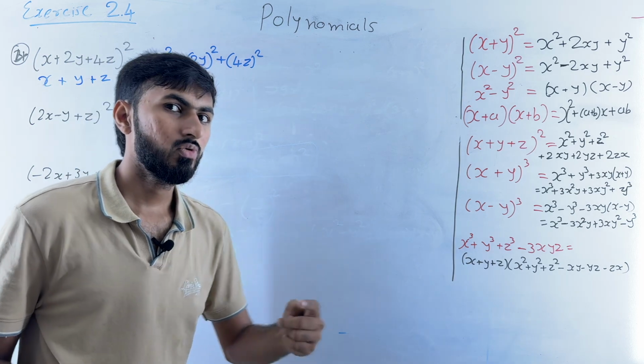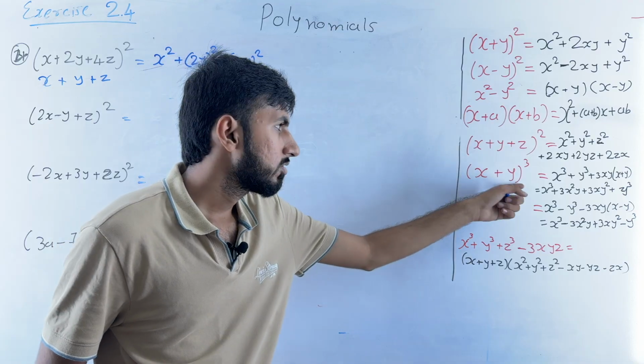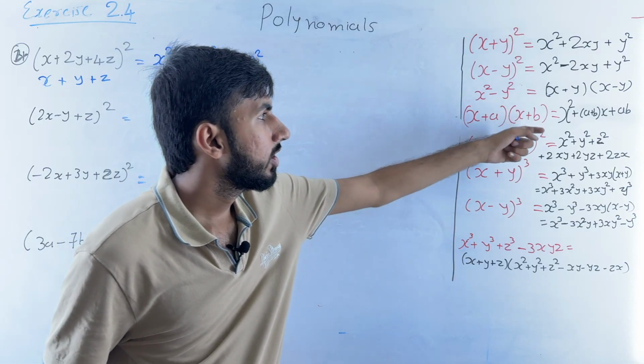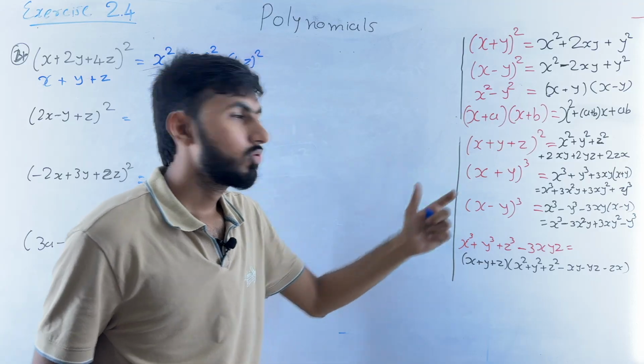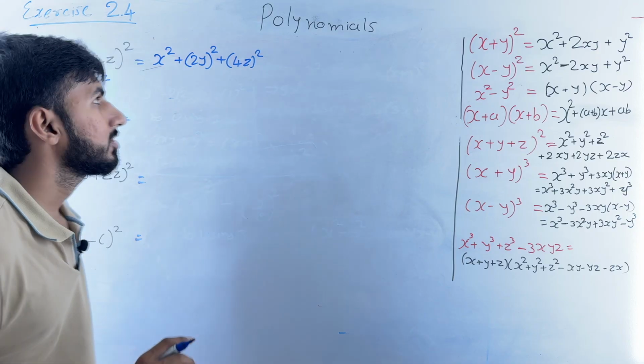Second one is you have to identify the values: what is in place of x in your question, what is in place of y in your question, what is in place of z in your question, what is in place of a and b in your question, right? According to the identity, then put the value of x, y or z in your identity, you will get an easy answer.